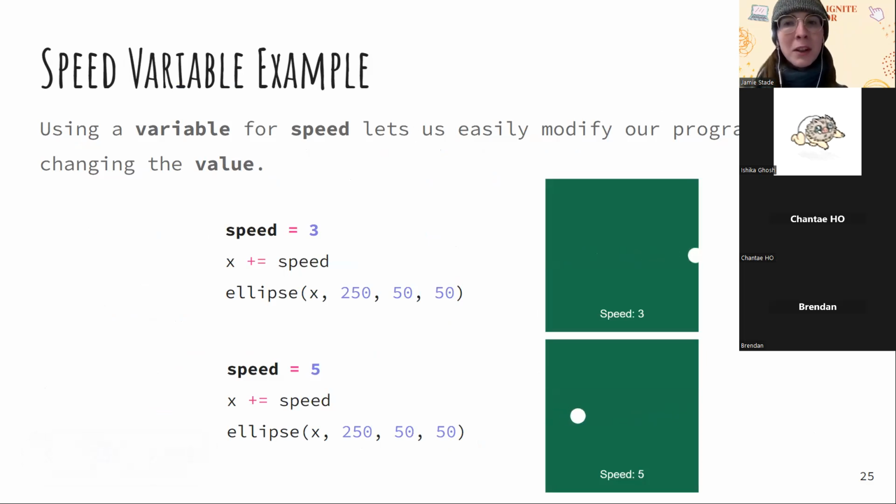So if we have a variable for speed, that lets us modify our program by changing the x position of an object. So for example, if we set the speed to 3 and increase x by speed each time, then it's going to be increasing by 3 each time. So it's going to move at a speed of 3. And we can modify speed to say maybe be 5, and then it'll move a bit faster. It'll be increasing by more each time we loop through the program.